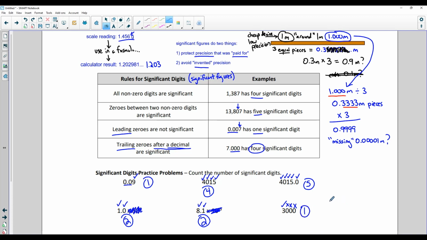Now, if you're kind of wondering about that one, if you wrote 3,000 and you put a decimal place after it, that would be 4 significant digits. I'll abbreviate that 4SF. And the difference is this. Let me describe to you perhaps a Friday night football game where you had to actually go through one of those turnstiles that counts the number of people that have gone through it.